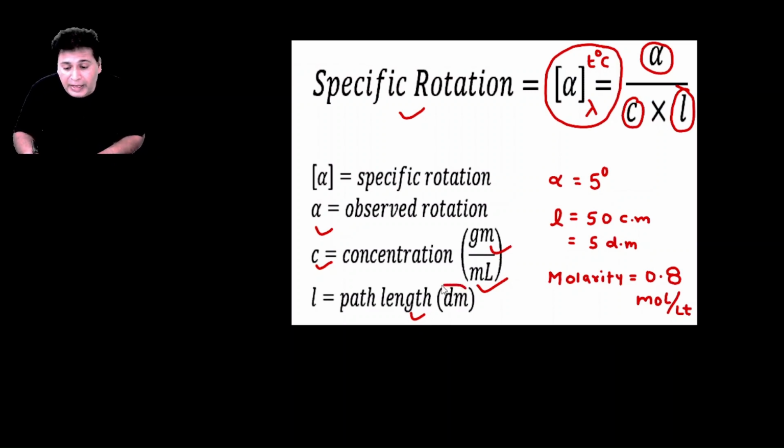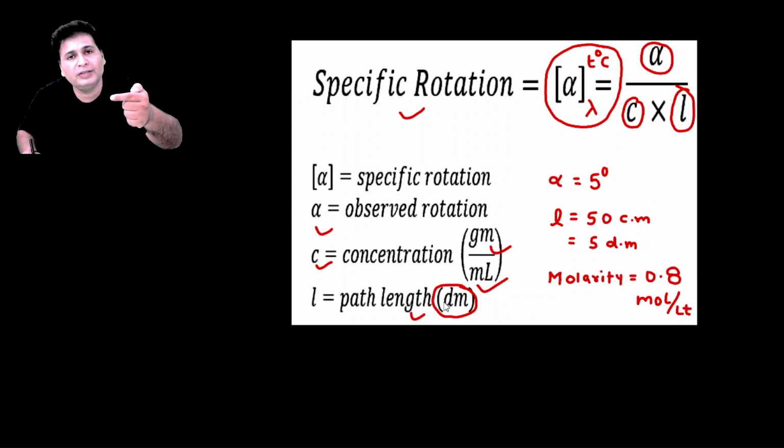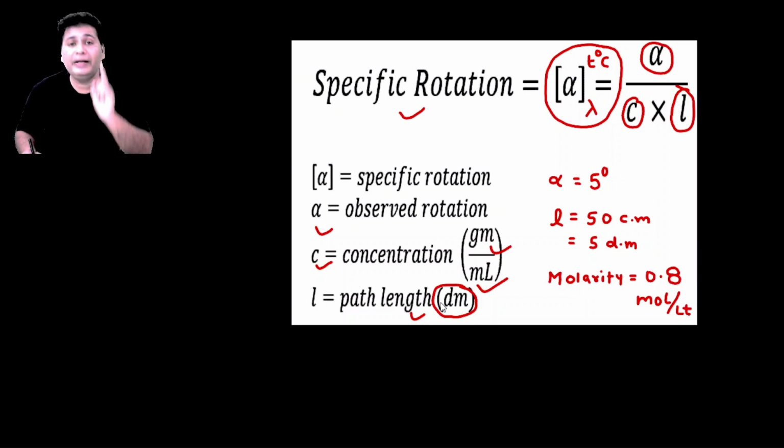It should be in decimeter. So if you are going to convert the centimeter into decimeter, you have to divide by 10. In our present question, the alpha is given as 5 degree. The length was given as 50 centimeter. But we have to take the length in decimeter, so we have to divide it by 10. So we have 5 decimeter.